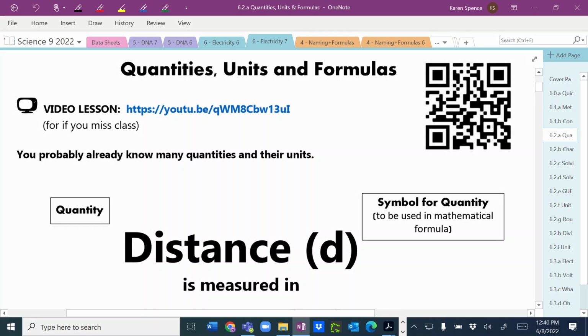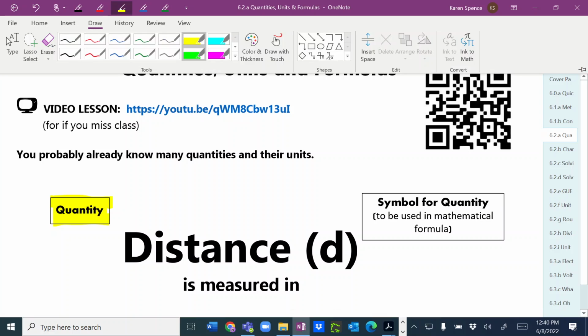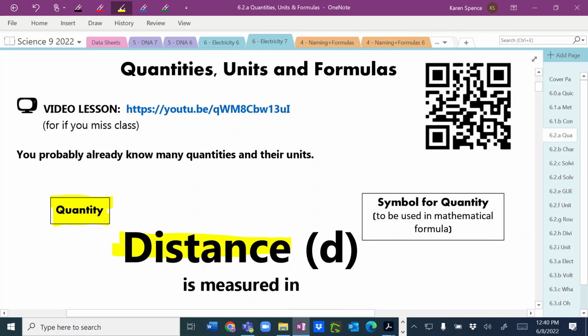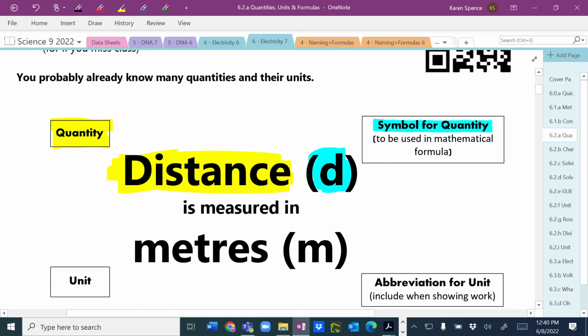So we're actually hearkening back to Unit 1, where we dealt with quantities, okay, quantities. And then we had a symbol for the quantity. Okay, so the distance is the quantity. The symbol for the quantity is the lowercase d. Do you guys remember that one? That's ringing bells. And then we have what we measure it in.